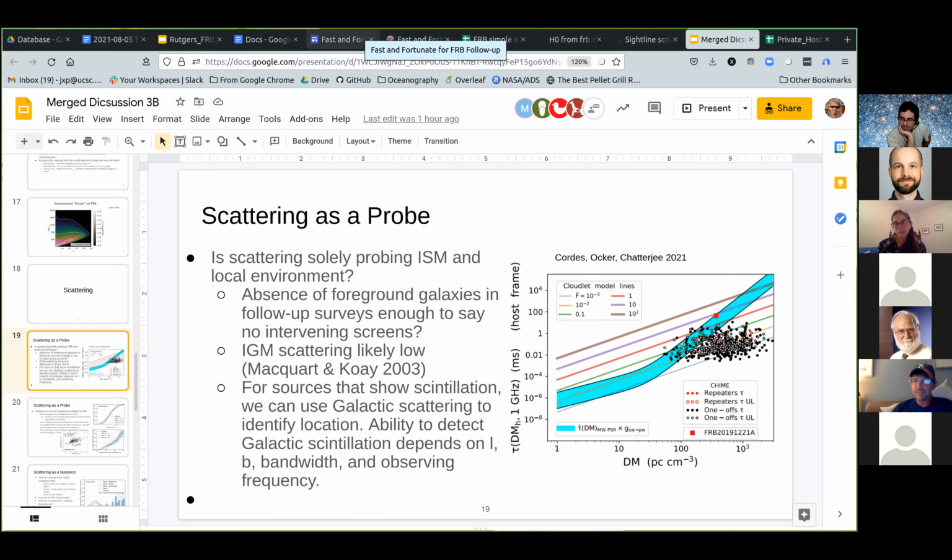Can I just jump in? Oh, sorry, go ahead. I was just going to jump in for a second. I haven't heard anyone say scintillation bandwidth, but there are some cases where I think we've pretty convincingly measured scintillation bandwidth. And if you believe that you can convert that into a scattering timescale, that of course avoids all of these profile shape issues. Yeah, and there's at least one case, I see Vikram is mentioning angular broadening. For the first repeater, we measured angular broadening with VLBI as well.